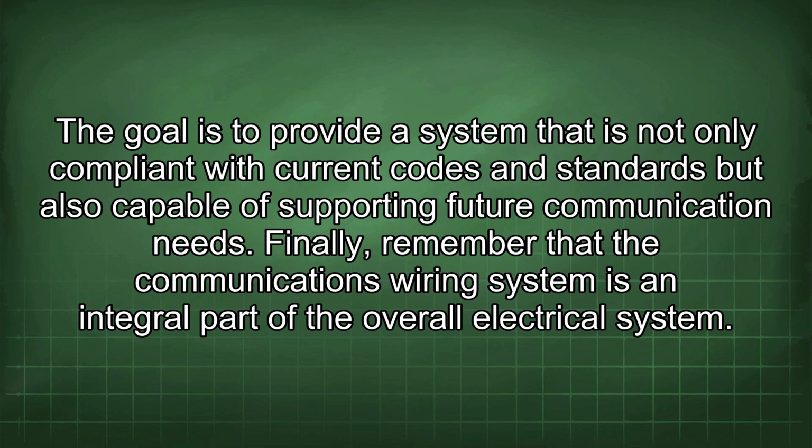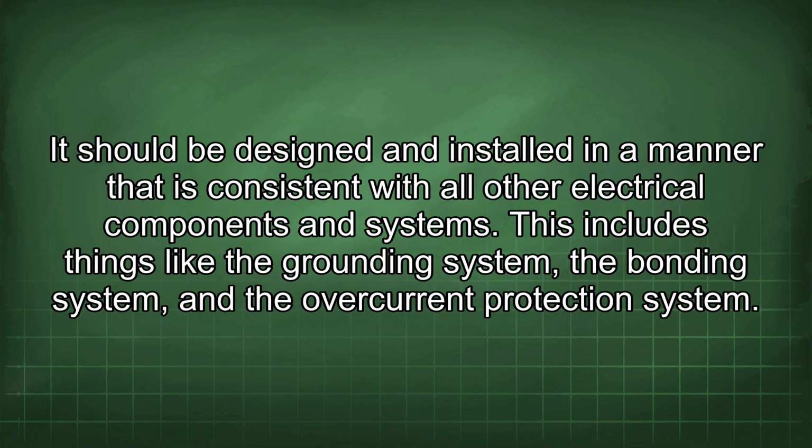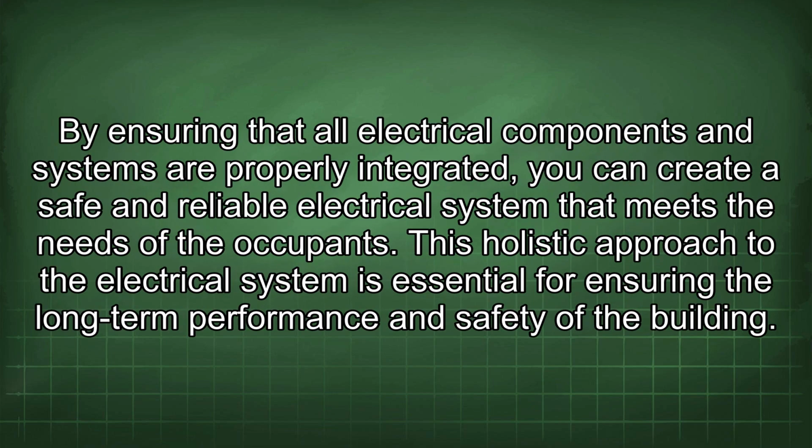Finally, remember that the communications wiring system is an integral part of the overall electrical system. It should be designed and installed in a manner that is consistent with all other electrical components and systems. This includes things like the grounding system, the bonding system, and the overcurrent protection system. By ensuring that all electrical components and systems are properly integrated, you can create a safe and reliable electrical system that meets the needs of the occupants. This holistic approach to the electrical system is essential for ensuring the long-term performance and safety of the building.